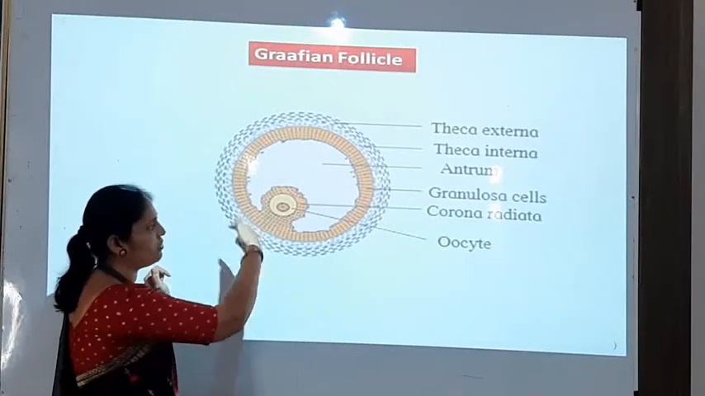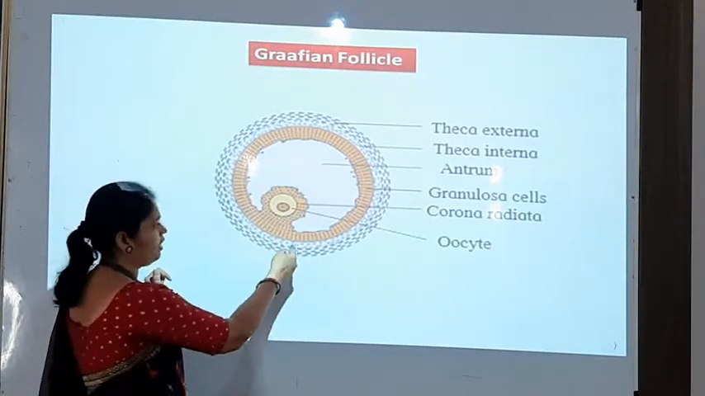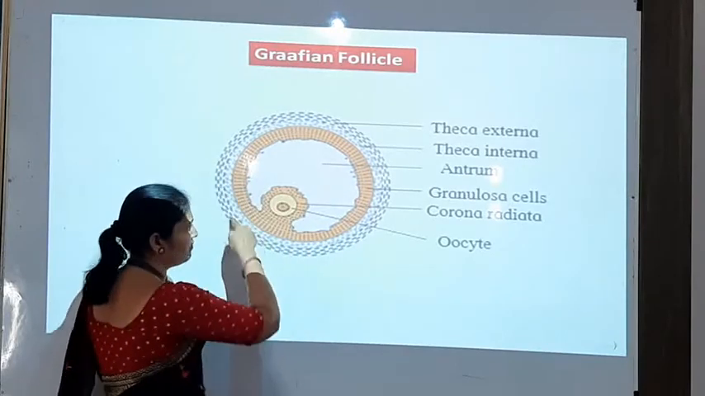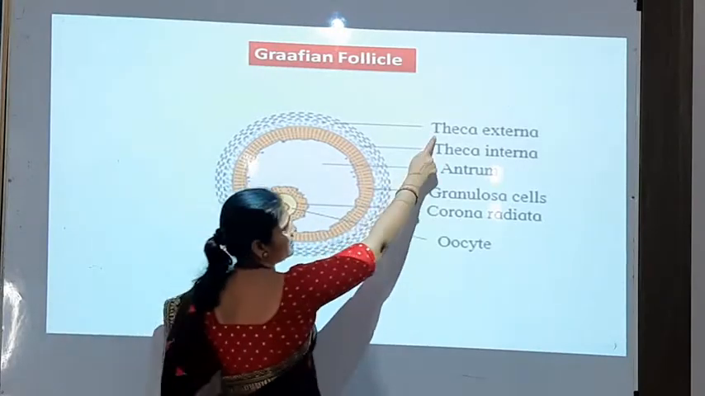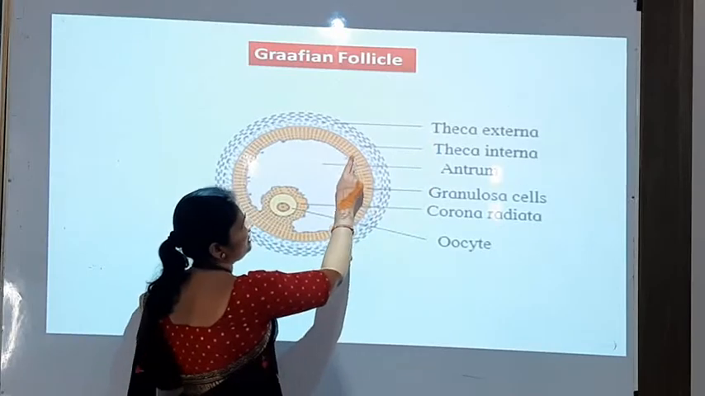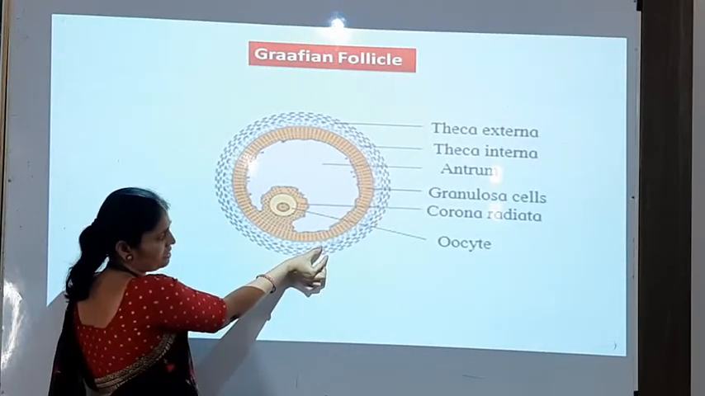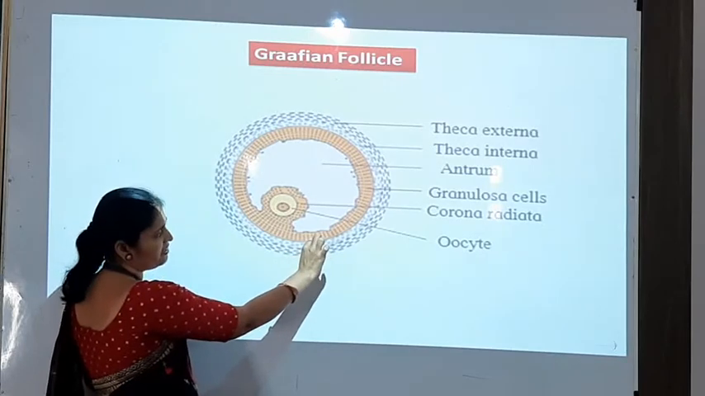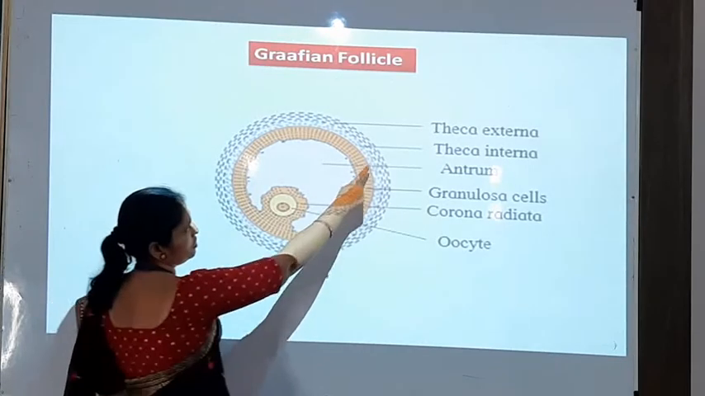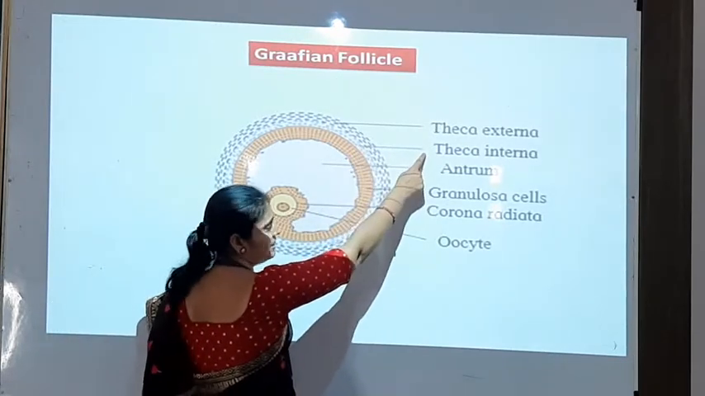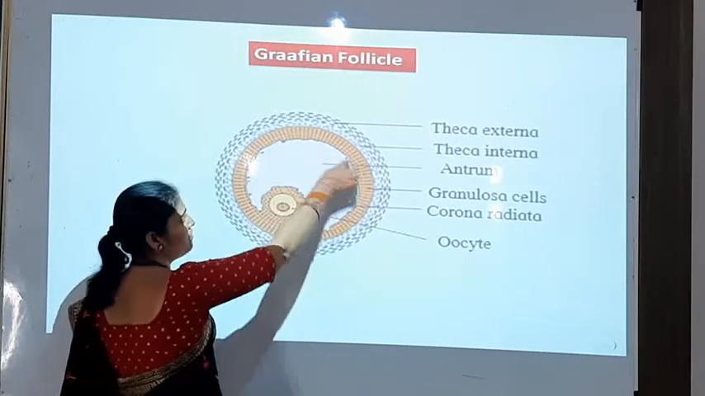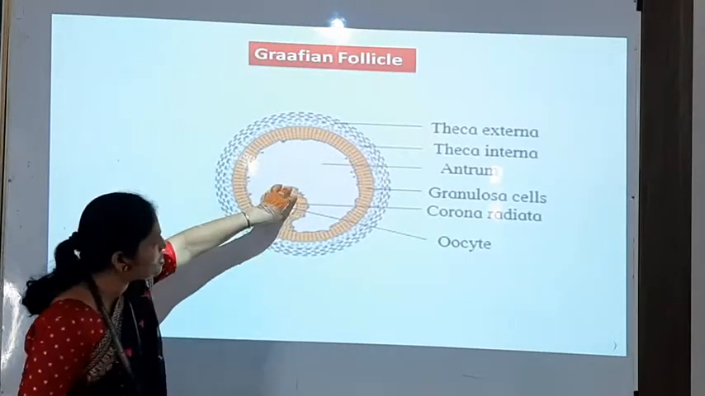So you can observe here the Graafian follicle. The outermost layer of this Graafian follicle is known as the theca externa. The inner layer of this Graafian follicle, this is the outer darkly spotted and inner it is faintly spotted. So this inner layer is called the theca interna, and inside the Graafian follicle the secondary oocyte is present.